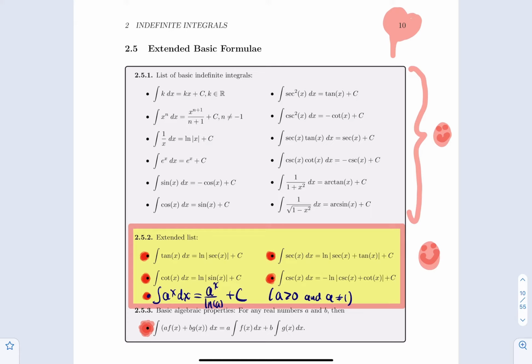So again, this list will always be provided. You just need to learn to work with it. It's called extended because there are 5 more new formulas to work with, and the basic property is part of this list. So this is always going to be provided to you, like on a midterm or on a final exam. All right, so let's do some examples quickly because they're just applications of formulas.